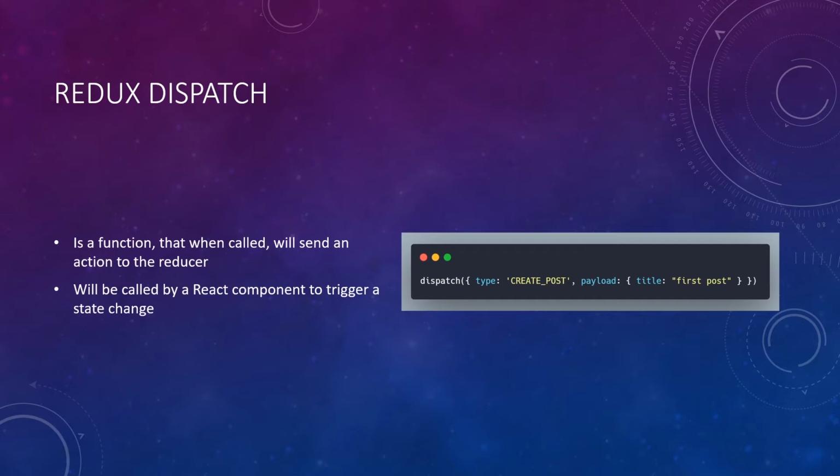So if the user submits a new blog post, they'll hit a button in the UI, and that button should trigger a dispatch function. And we'll pass in the specific action that we want, or an action creator if we happen to use that. And that will send it to the reducer, who can then make all those changes.